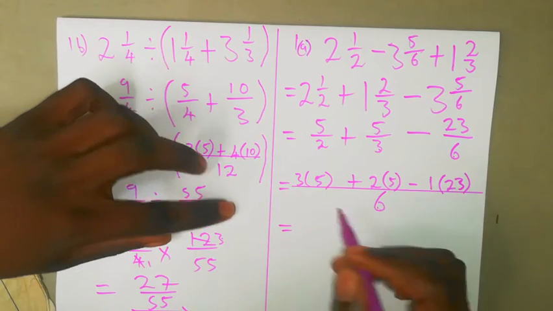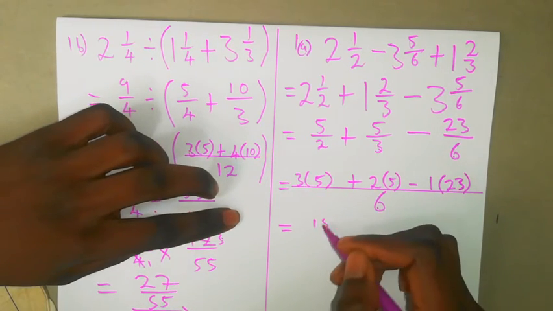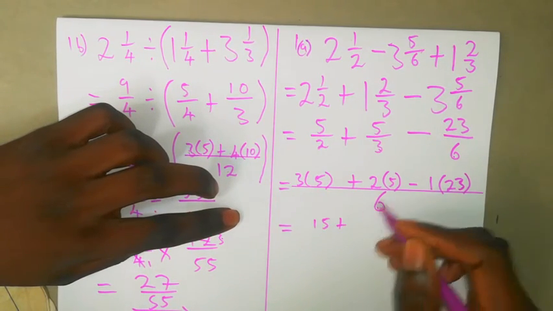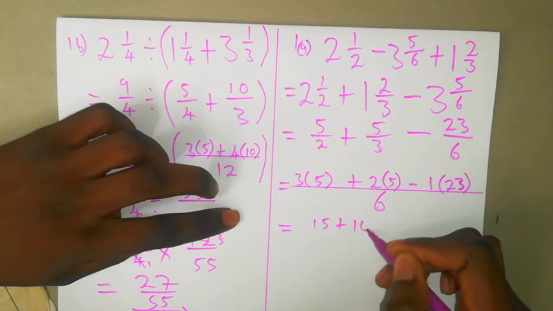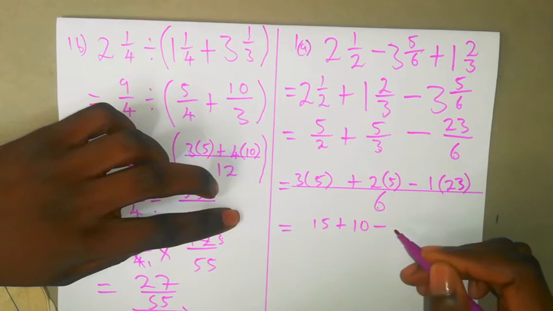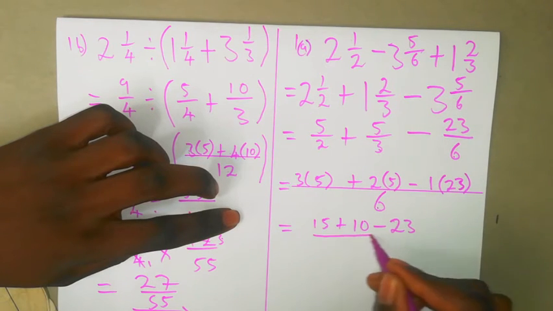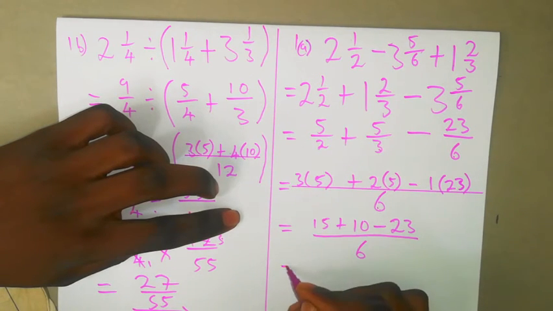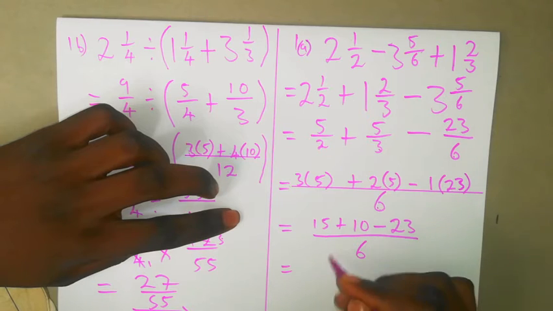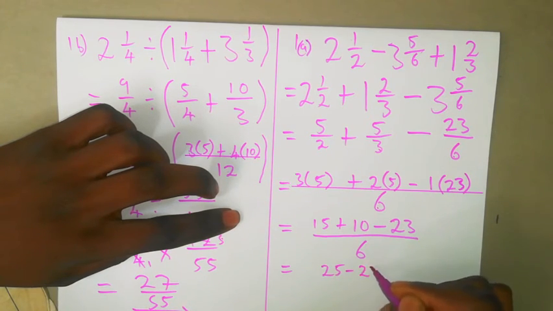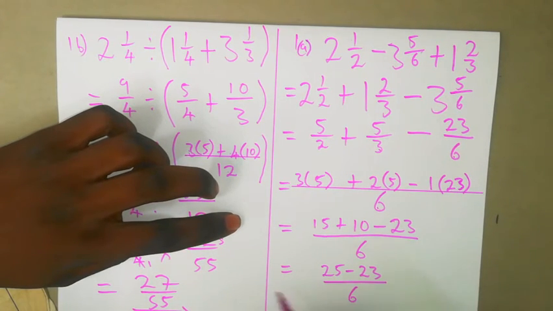So that's equal to 3 times 5, that's 15, plus 2 times 5, that's 10, minus 1 times 23, that's 23. It's all over 6. So it's equal to 15 plus that one, that's 25, minus 23, all over 6. So my final answer, actually it's not my final answer, that's 2 over 6.